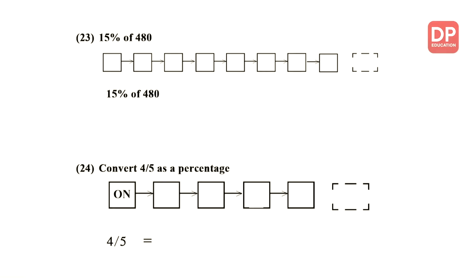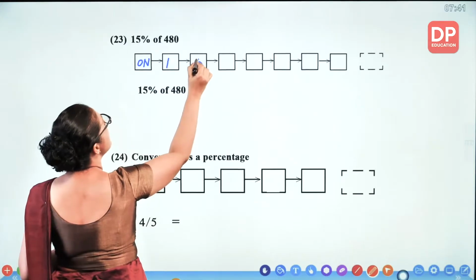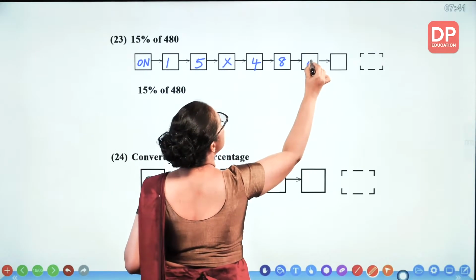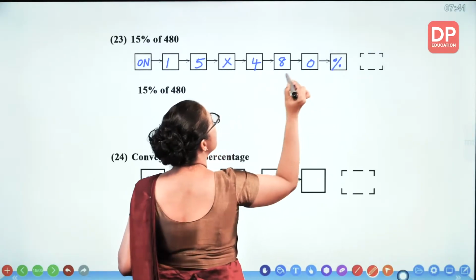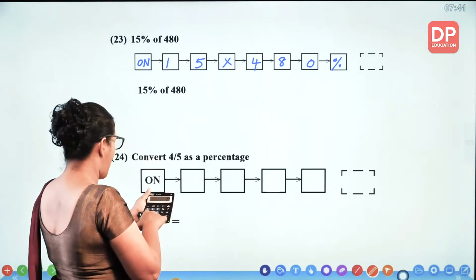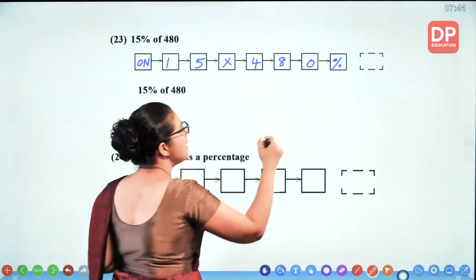15% off 480. So switch on, 15 multiplied by 480 and then the percentage sign. 15 times 480 and then the percentage sign, 72.